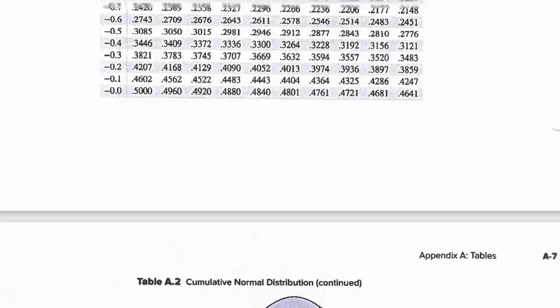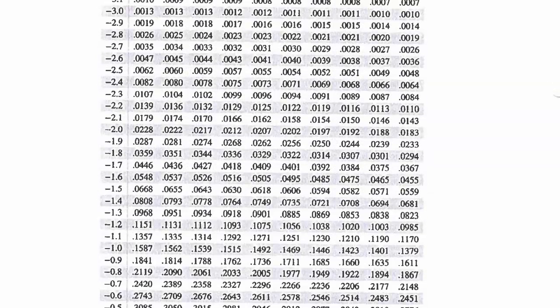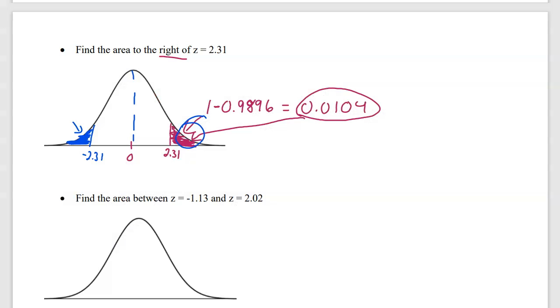And so if we look up a negative 2.31, negative 2.3 and 1, 0.0104. It gives me the exact same solution.